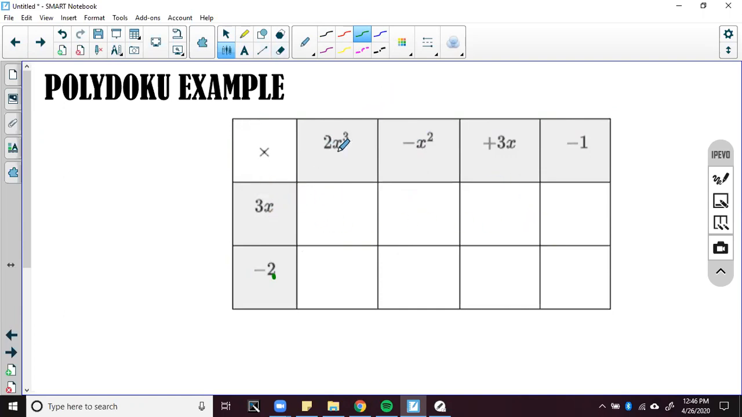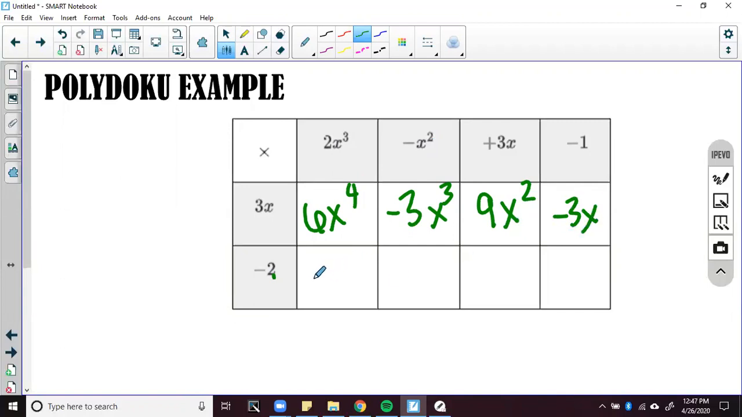So 3x squared times 2x cubed is a 6x to the 4th. 3x times a negative x squared is a negative 3x cubed. 3x times 3x is a 9x squared. 3x times negative 1 is a negative 3x. Negative 2 times 2x cubed is a negative 4x cubed. Negative 2 times negative x squared is a positive 2x squared. Negative 2 plus 3x is a negative 6x. And negative 2 times negative 1 is positive 2.